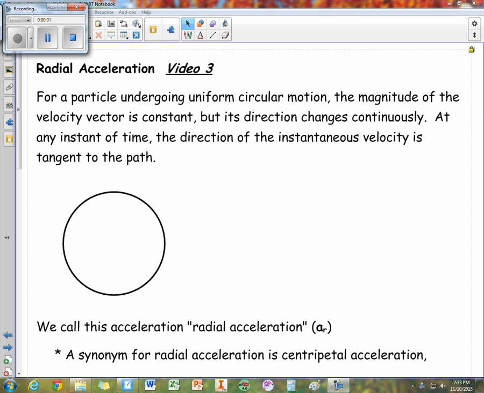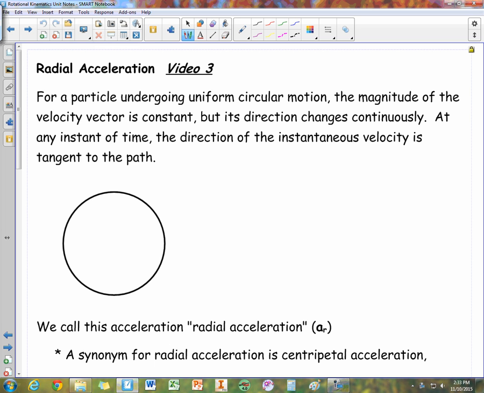We are starting video 3 for the rotational kinematics unit notes. So in this unit, what we want to begin talking about will be something called radial acceleration.